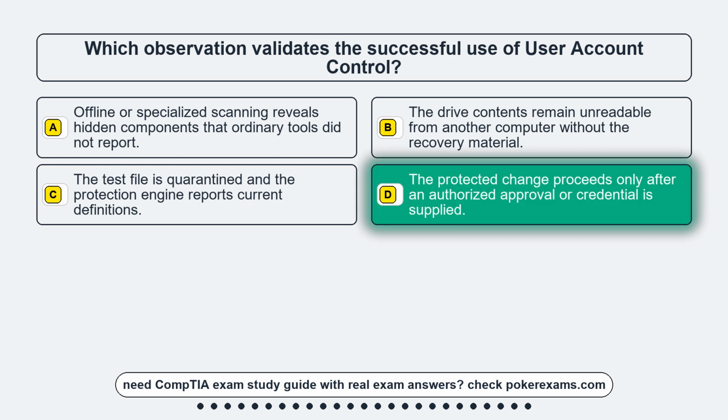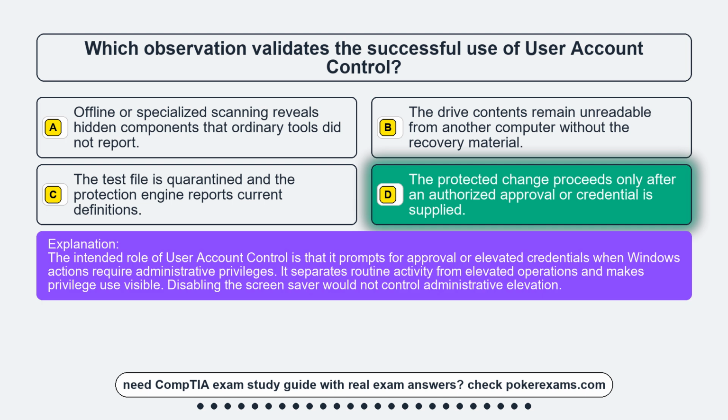The correct answer is option D. The protected change proceeds only after an authorized approval or credential is supplied. The intended role of user account control is that it prompts for approval or elevated credentials when Windows actions require administrative privileges. It separates routine activity from elevated operations and makes privilege use visible. Disabling the screensaver would not control administrative elevation.